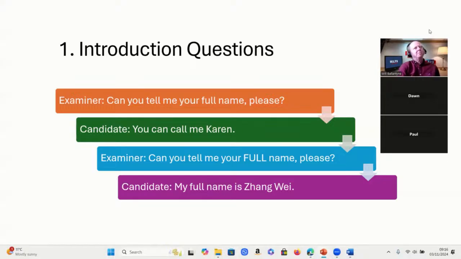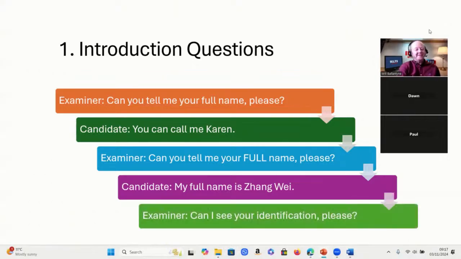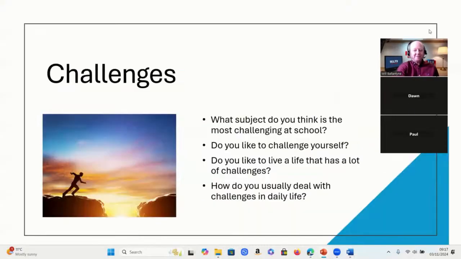It's not a test, but if you go in and you get that wrong, maybe there's going to be a problem. And then they ask, can I see your identification, please? Many times when you do it, the student doesn't know what identification is. So maybe you want to make sure you know what these things are first. Right. So here is part one.